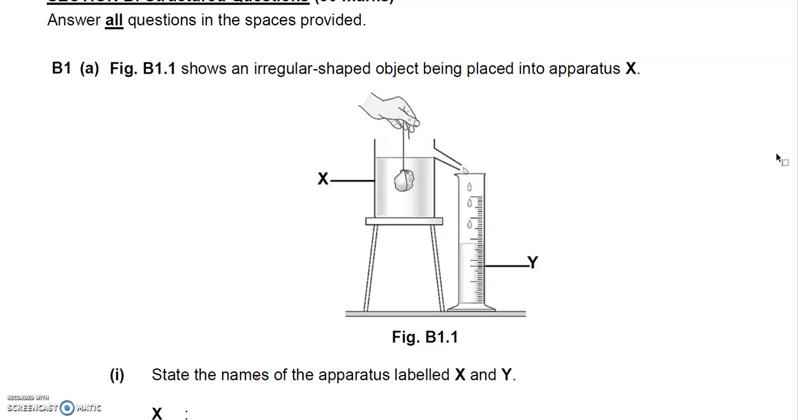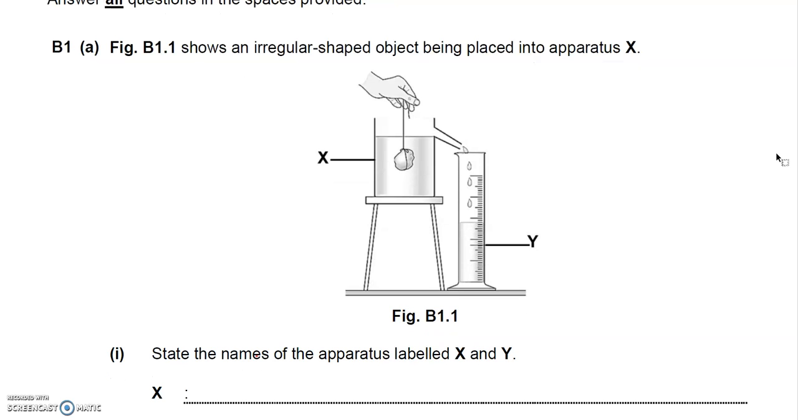Now if we look at the figure, we see apparatus X. In apparatus X we see that there is some liquid, and then there is this irregular shaped object being placed into it while it's being suspended by a string. And this is held up by a tripod stand over here, and there is obviously some sort of measuring apparatus next to it labeled Y.